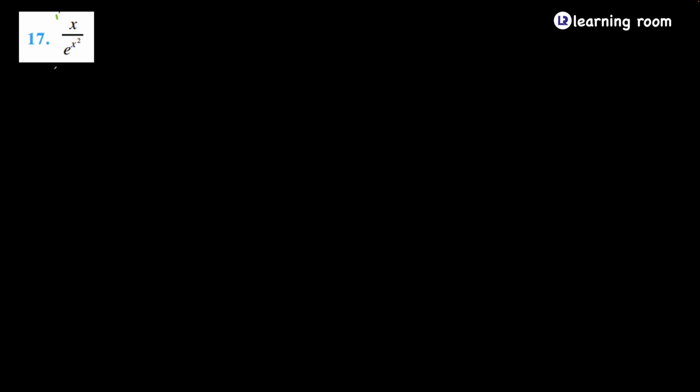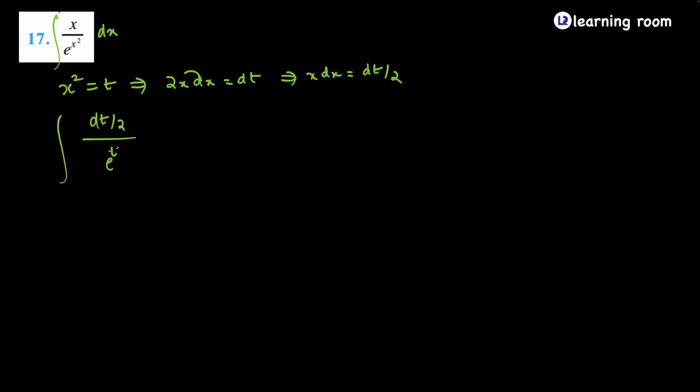So the 17th one is integral of x divided by e power x square times dx. So in the denominator you have x square, numerator you have x. So what are we supposed to substitute as t? Put x square as t, that implies 2x dx is equal to dt, or x dx will be equal to dt by 2. So integral of dt by 2 the whole divided by e power t. So how much will the answer be? So 1 by 2 into integral of e power minus t dt. So what is integral of e power minus t dt?